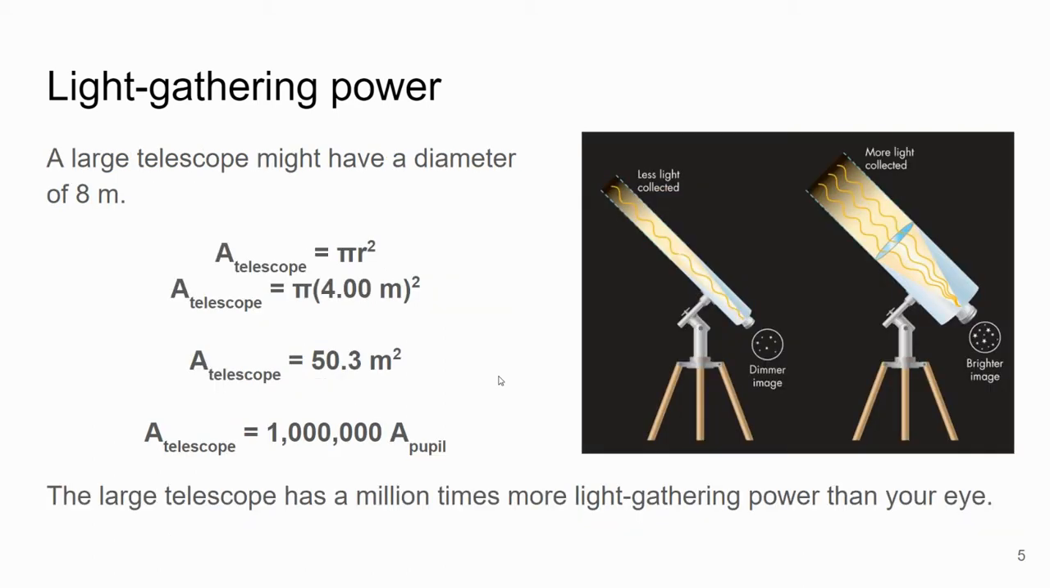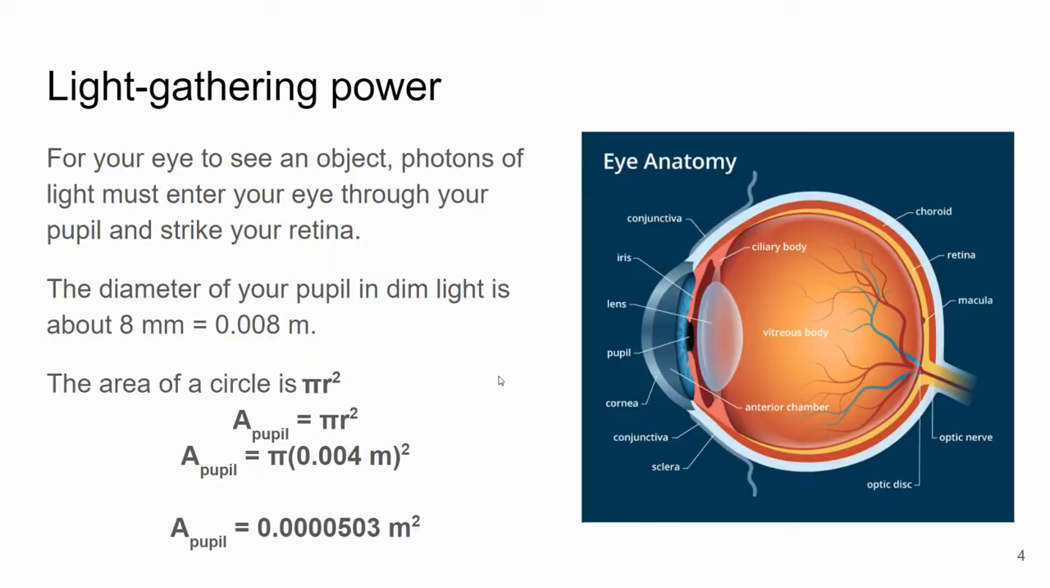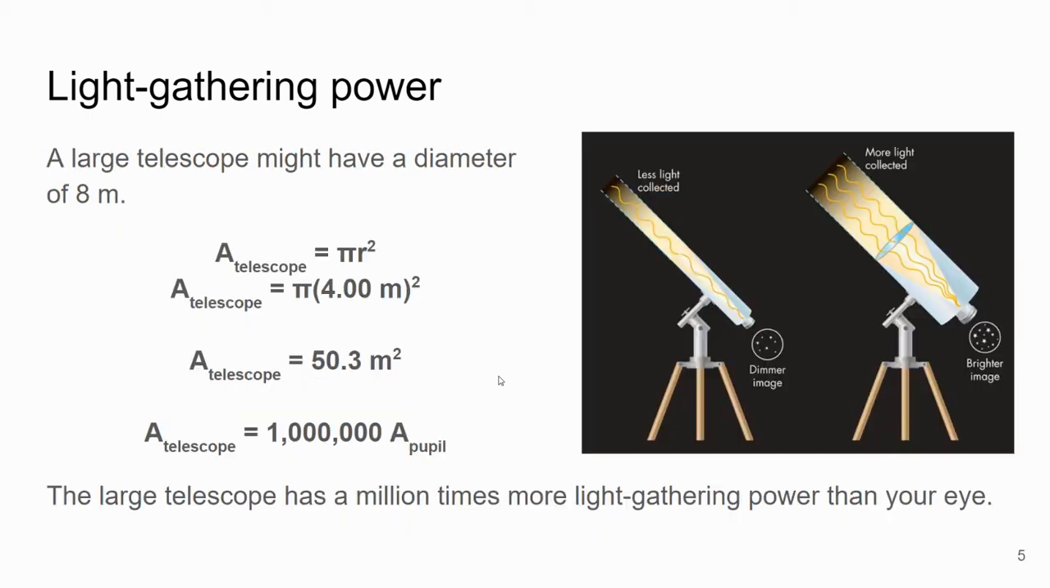Now compare this to a large telescope. Not the kind of telescope you might buy for your birthday, but a large telescope that they might use at a professional observatory. That telescope might have a diameter of 8 meters. So plug that 4-meter radius into this formula, and you get an area not of 0.00005 meters squared. You get 50 meters squared, which means that telescope has literally 1,000,000 times the light gathering area of the pupil of your eye. So it's got way more light gathering power.